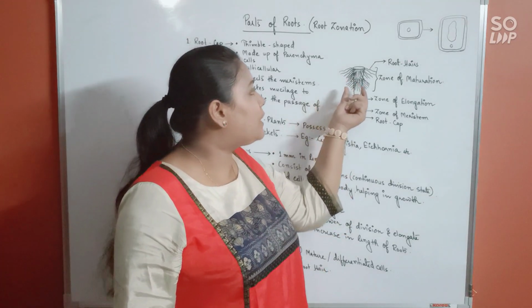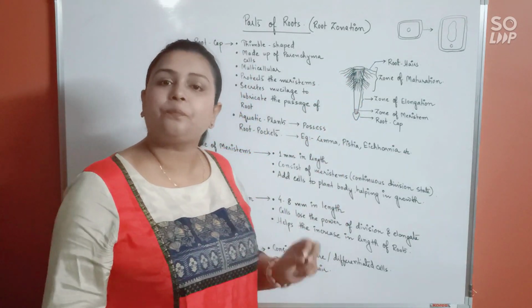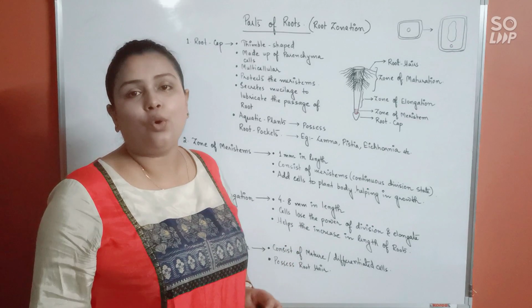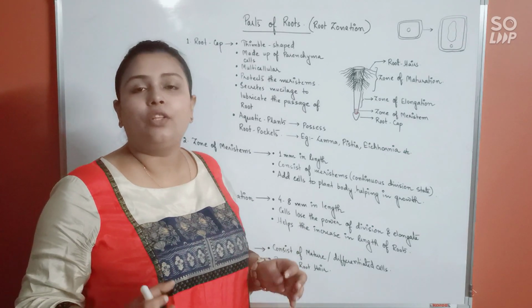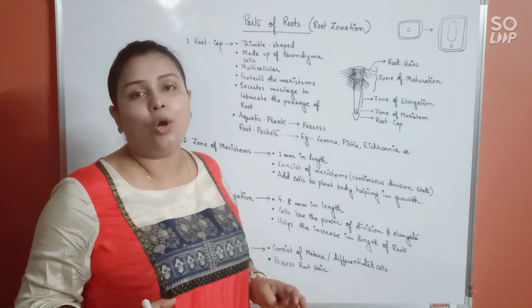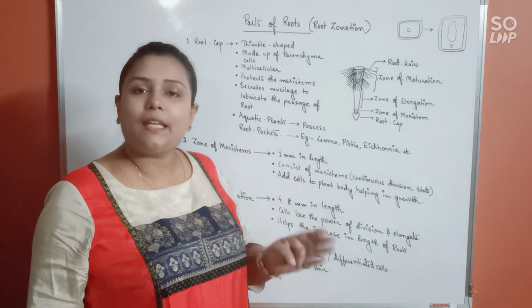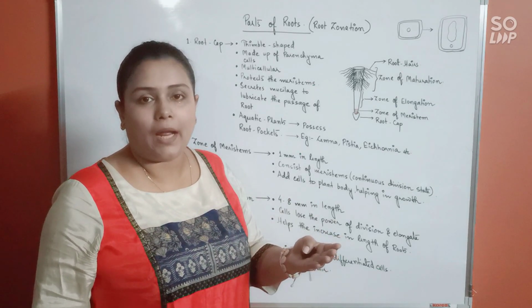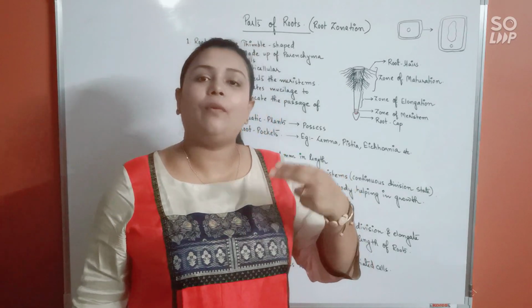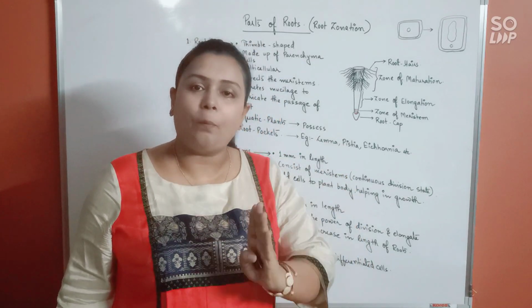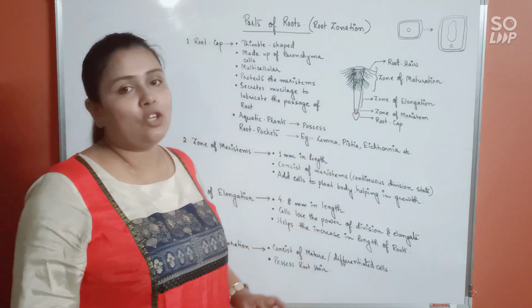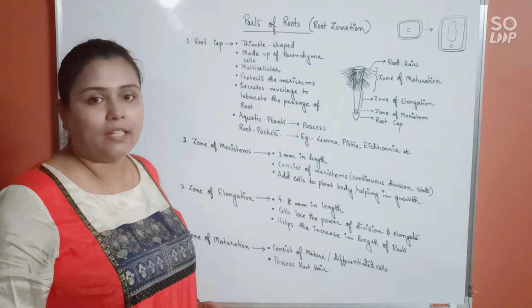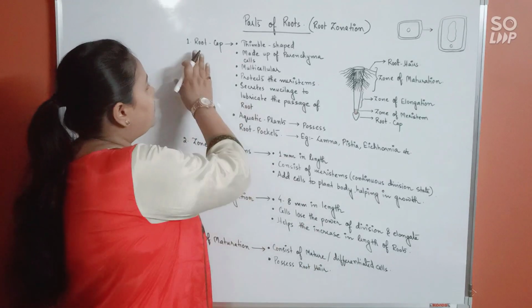Also, because it is the widest part of the root, it provides anchorage to the plant body. Firmly, the root is able to hold on to the soil so that it can keep the aerial part of the plant, the part above the soil, erect and properly positioned. Alright, let us now discuss each of these parts in detail. First, the root cap.